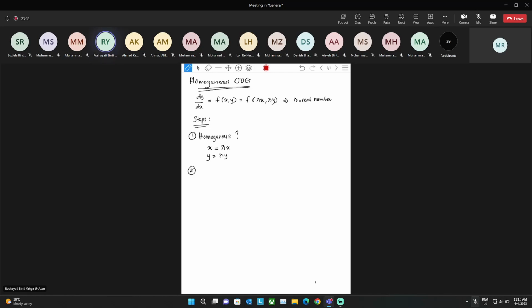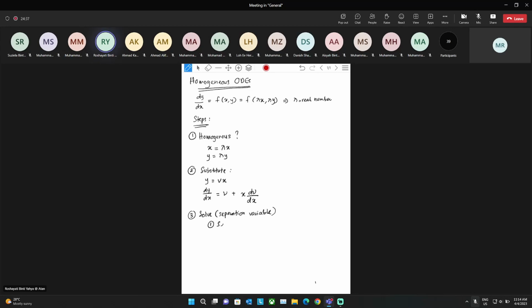The second step, you need to substitute y equal to vx. So dy/dx equal to v plus x dv/dx. The third one, you need to solve by using separation of variables. Separation of variables itself has its own steps.